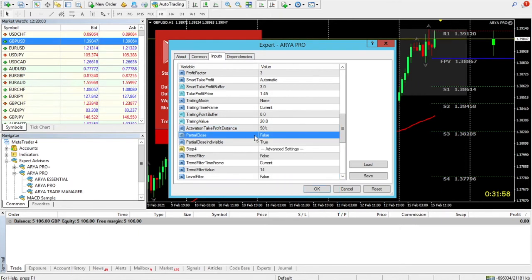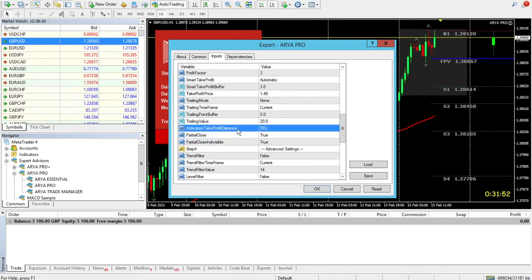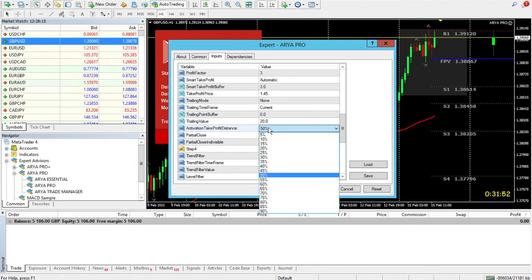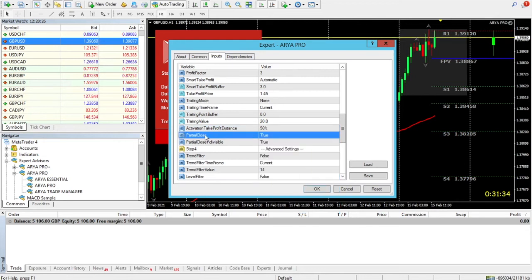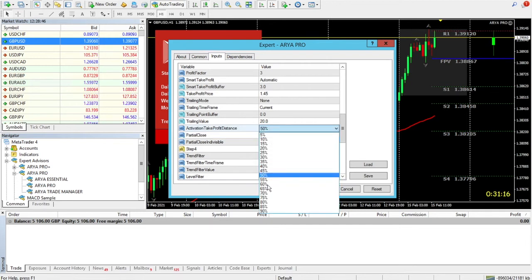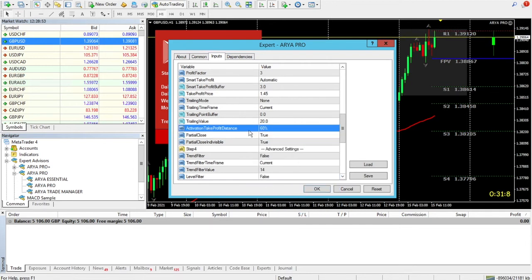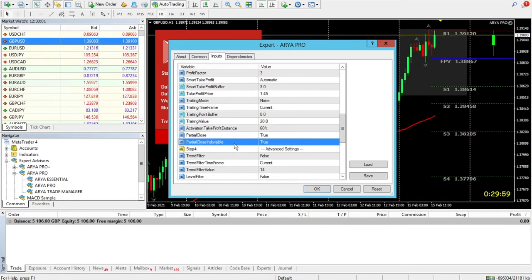For partial close, you can select true or false. If true, you need to set the activation take profit distance. Again, choose between 5 and 90%. You can use the partial close with or without a trailing mode. If you choose a partial close of true and an activation take profit of 60, ARYA will cut half of the position and secure the gains when 60% of the way is covered between the entry point and the take profit. Partial close indivisible. You can choose if you would like to close part of your trade.